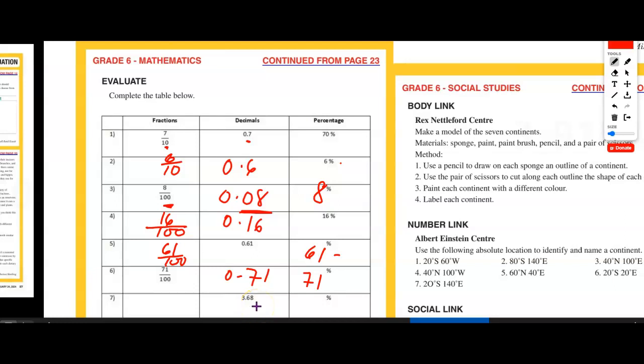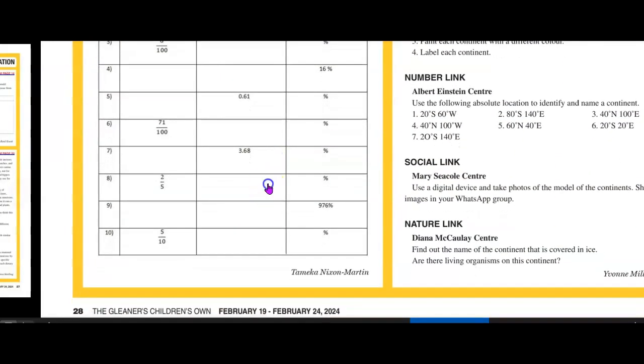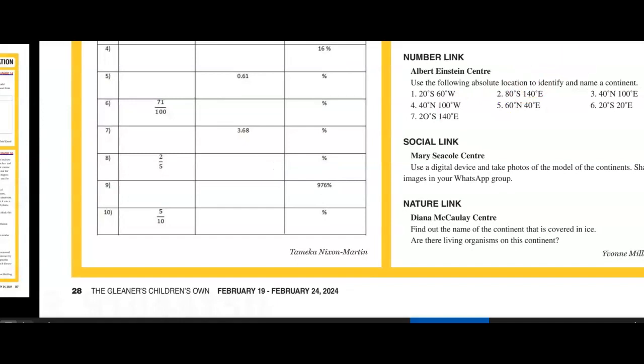I have 3.68. This would give me 3 whole, okay? And then 68 over 100, okay? And that would give me the percentage 368%. That was number 7. Let's see if we can go on.